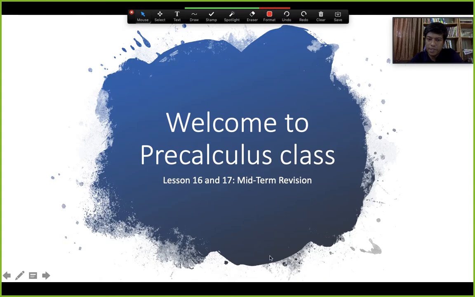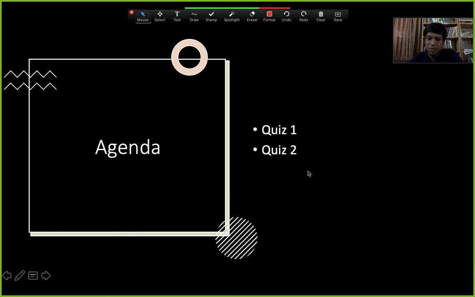This is lesson 16 and 17 for the midterm revision. This midterm revision is basically from quiz 1 and quiz 2, the same syllabus as you have seen in quiz 1 and quiz 2. But there is a little difference between the quizzes and the midterm. What is the difference? Let me show you that.